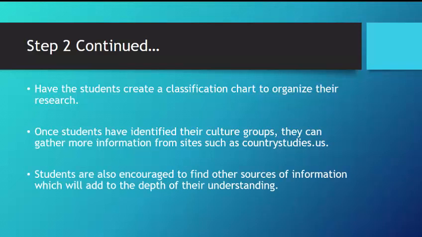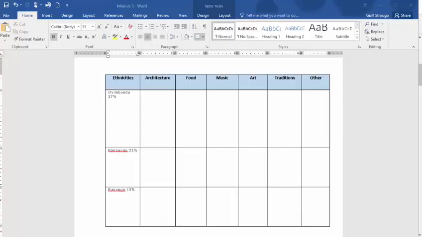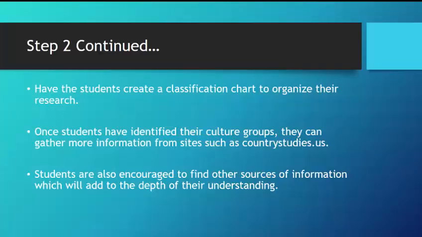Once students have identified their culture groups, they can gather more information from sites such as countrystudies.us. Students are also encouraged to find other sources of information which will add to the depth of their understanding. Here is an example of a chart in which I have listed 3 different ethnicities on the left side, and the architecture, food, music, art, traditions, and other characteristics at the top. This would allow the students to gather their information correctly.